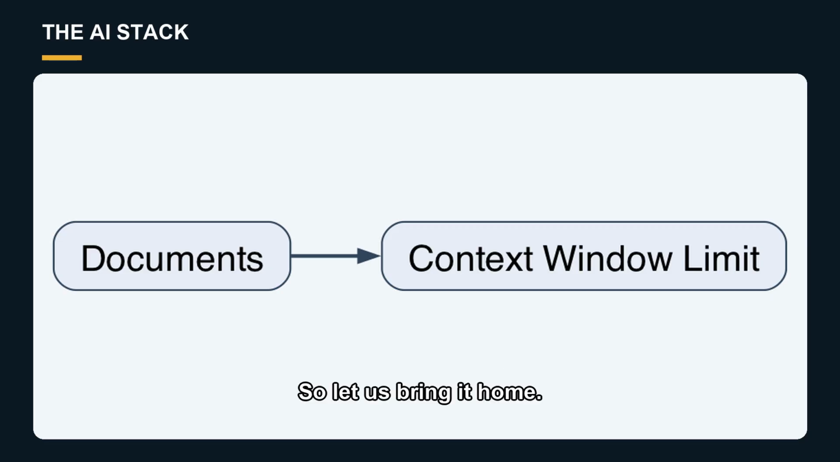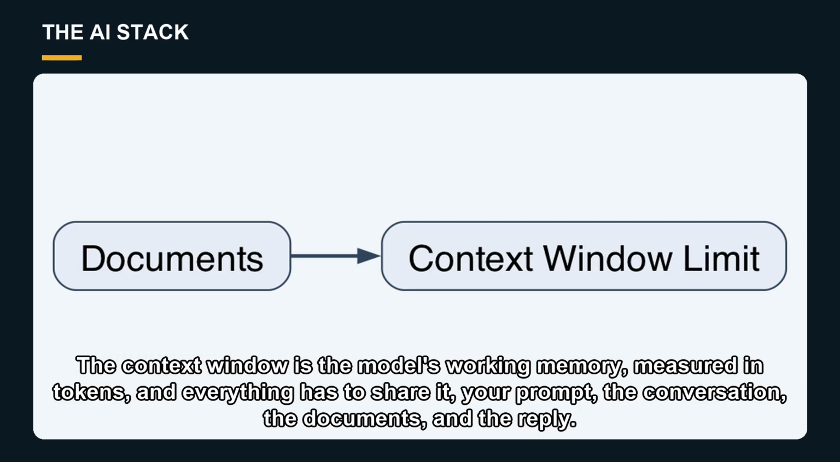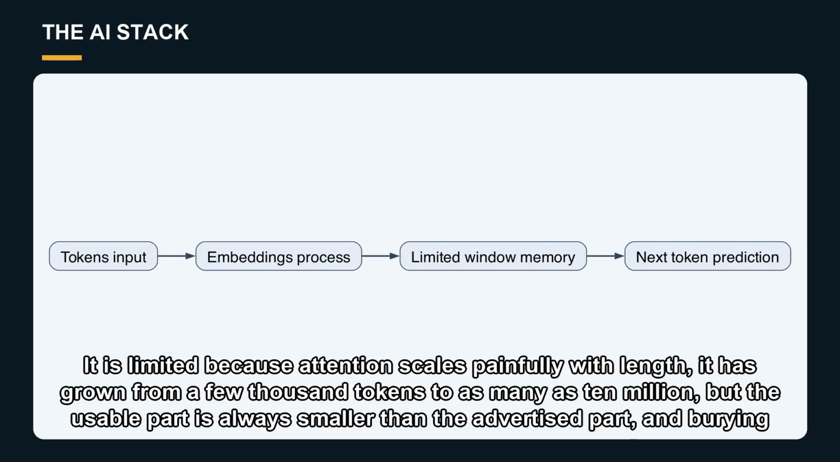So let us bring it home. The context window is the model's working memory, measured in tokens, and everything has to share it. Your prompt, the conversation, the documents, and the reply. It is limited because attention scales painfully with length. It has grown from a few thousand tokens to as many as 10 million, but the usable part is always smaller than the advertised part. And burying key facts in the middle is asking to be forgotten.